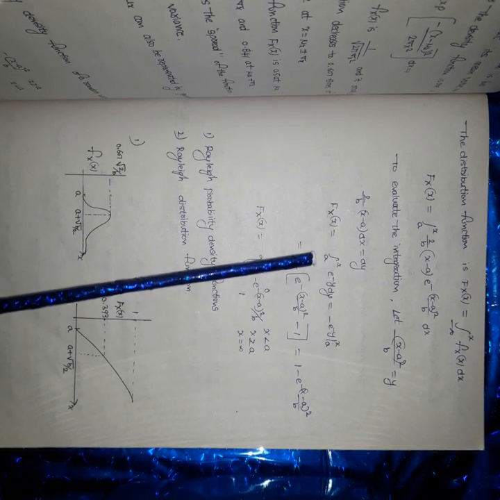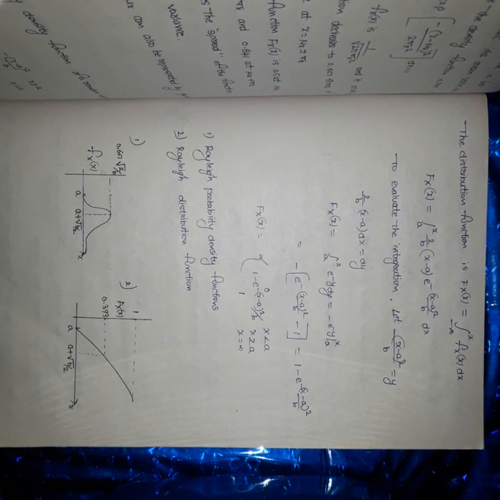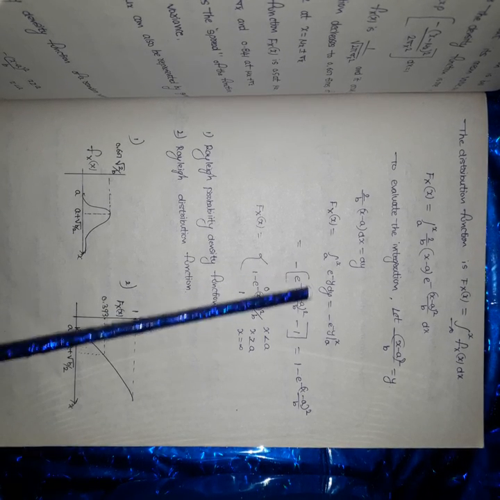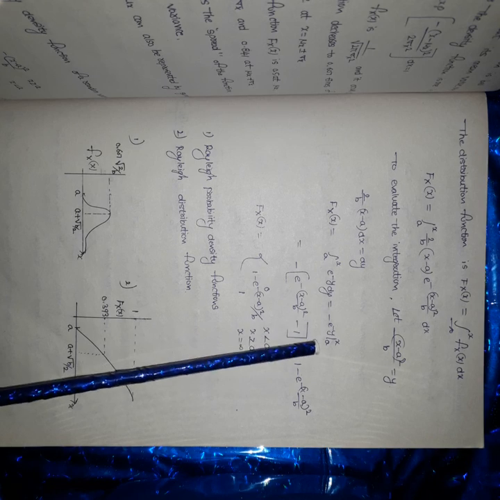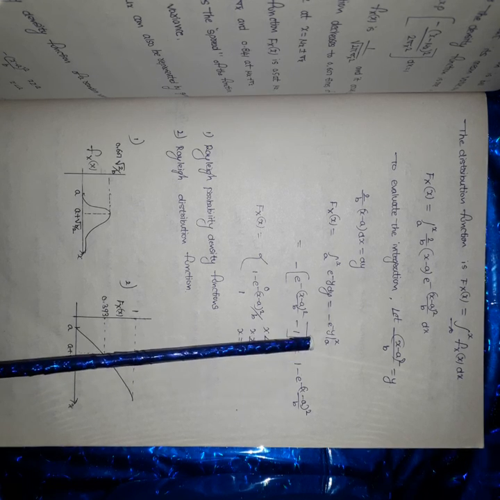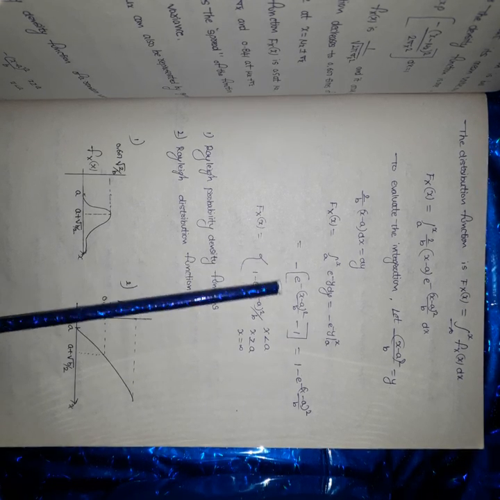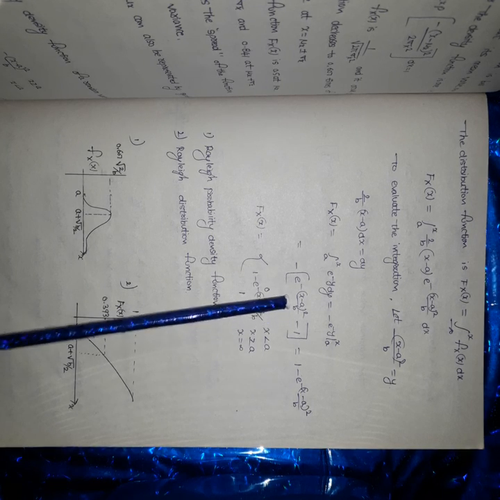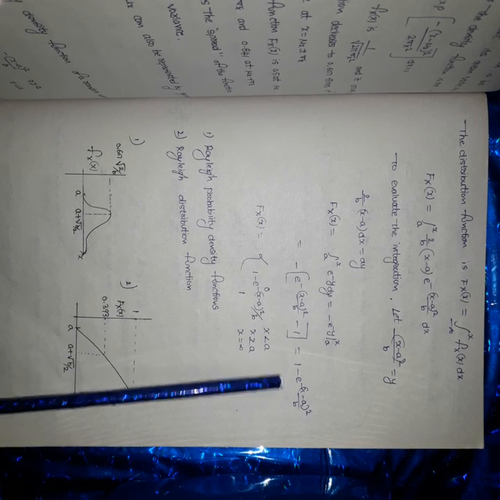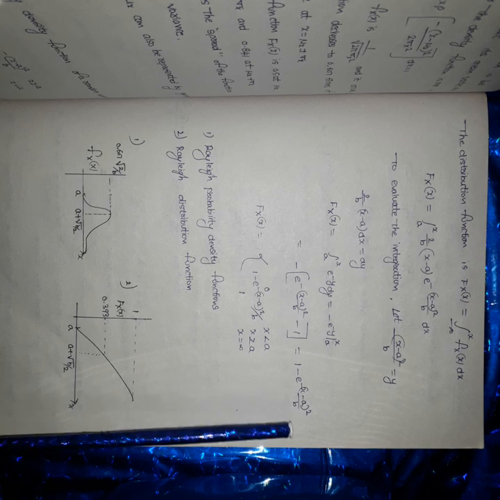F_X(x) is equal to the integral from a to x of e^(−y) dy, which is equal to −e^(−y) in the limit from 0 to x, that is, −e^(−(x − a)²/b) − 1. Here it is 1 minus e^(−(x − a)²/b).